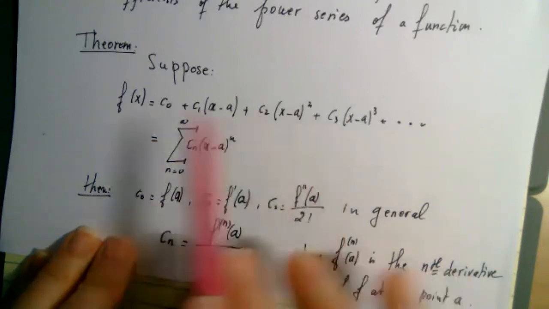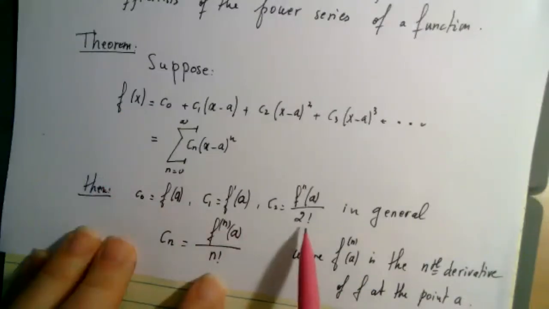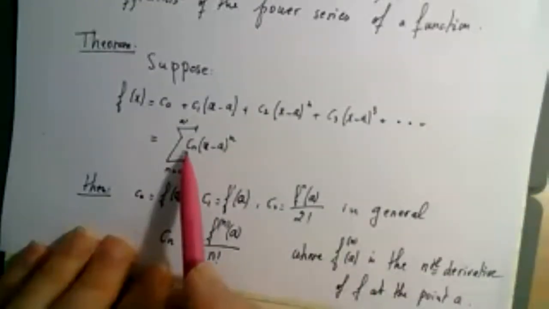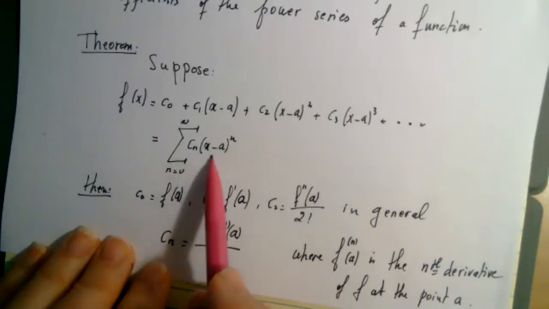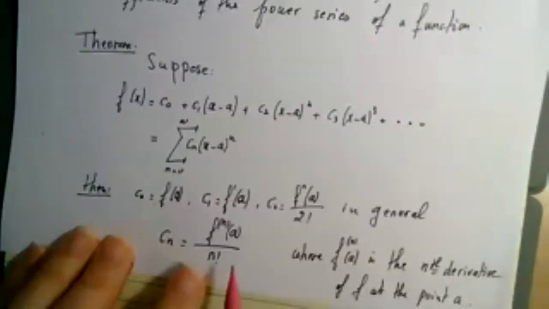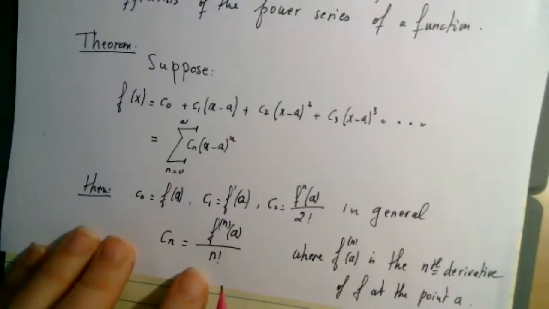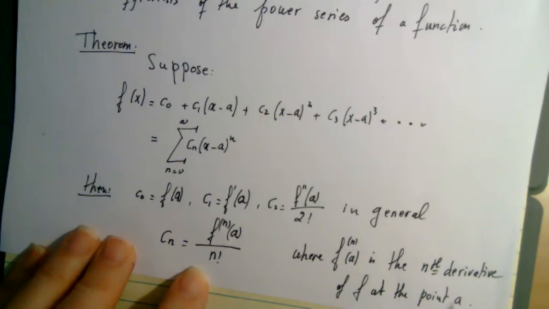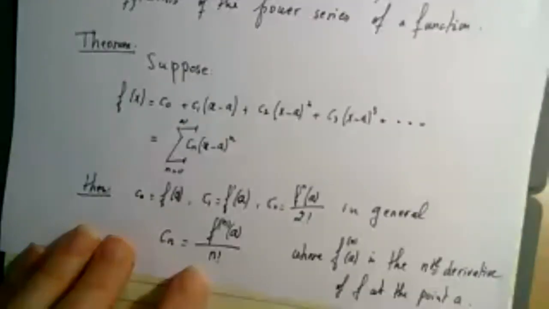C3 is going to be the third derivative of the function divided by 3 factorial. And in general, Cn, the coefficient of (x minus a) to the n, is going to be the nth derivative at the point a divided by n factorial, where this notation, f parenthesis n closed a, means the nth derivative of f at the point a.